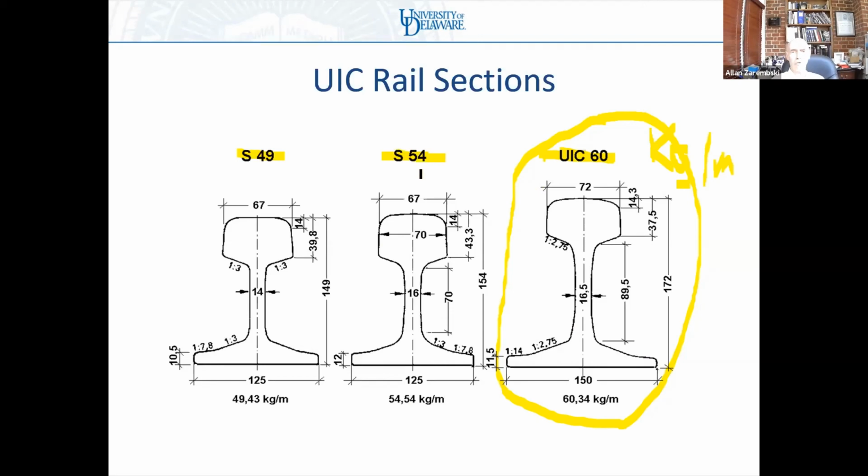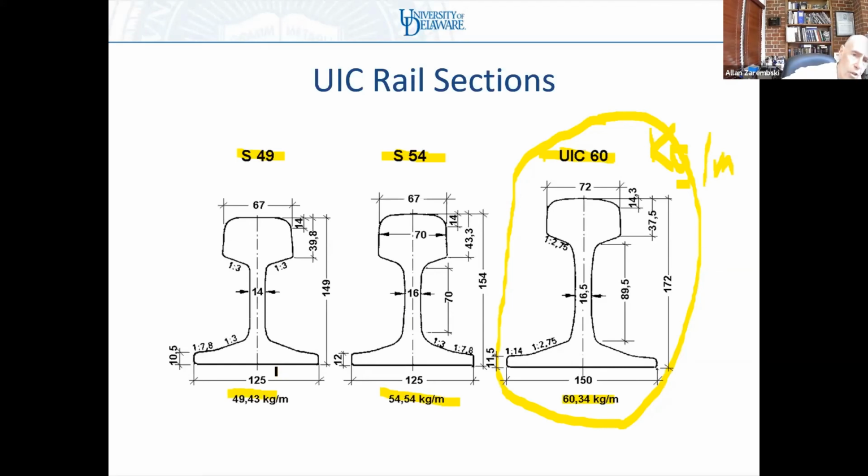S54 refers to a British section design with a 54 kilogram per meter weight. S49 is a 49 kilogram per meter weight. You can see the exact weights are a little bit different: 60.34, 54.59, 43.43.